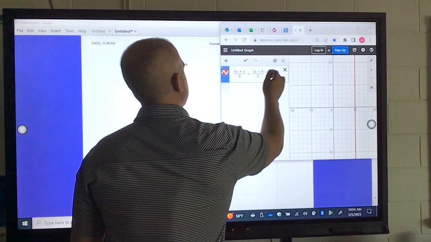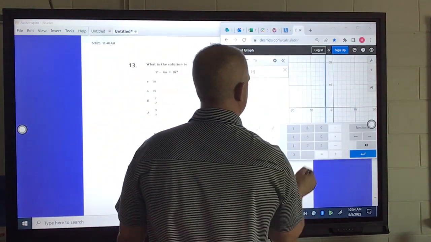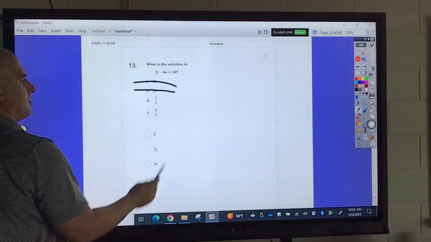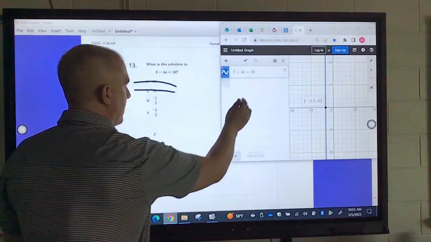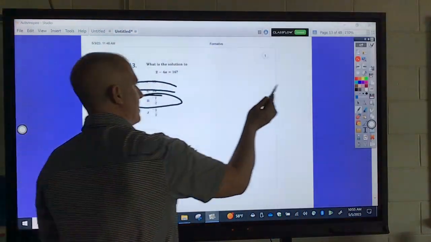All right, same deal. 2 minus 4x equals 16. Okay, click there, negative 3.5. I know it's not this one and this one. Well, let's see what negative 7 divided by 2 is. That's negative 3.5. That's my answer.